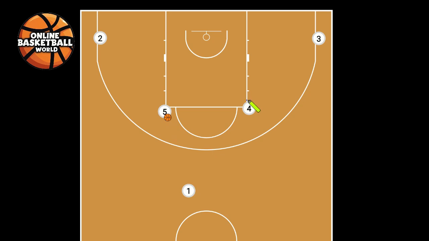Then number 4 is going to come over here and set a screen for number 3, but so is number 1. So number 4 is going over there to set that screen, but number 1 is also going over there to set a screen as well. So right now we have a double screen being set right here for number 3. Now, this is where our flex is going to happen, right? We're going to have number 1 right here, number 4 right here. They're getting the double screen going.